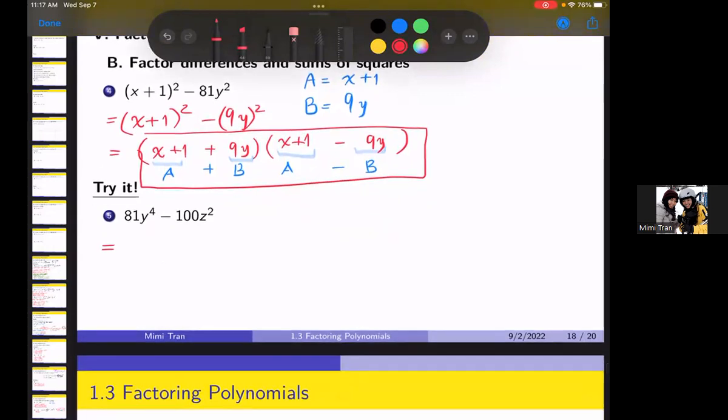When I say together, I mean I ask a question, you answer. Can someone tell me the middle step? 81y to the 4. Can I rewrite it as something square minus something square? So let's do the first one first. 81y to the 4. How would I rewrite this? Yeah, thank you. Nice square. And 100z squared.